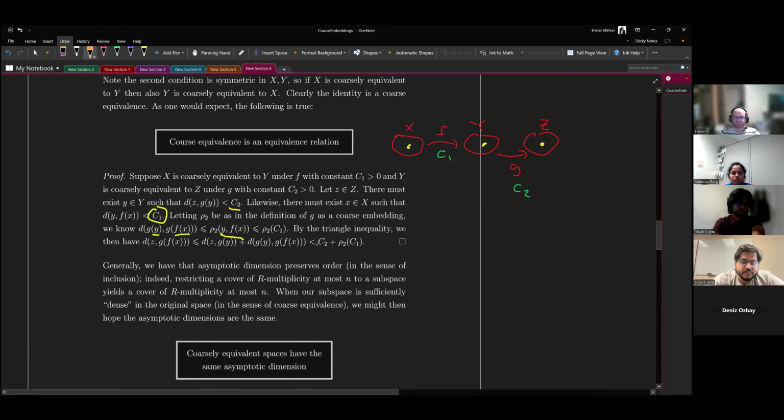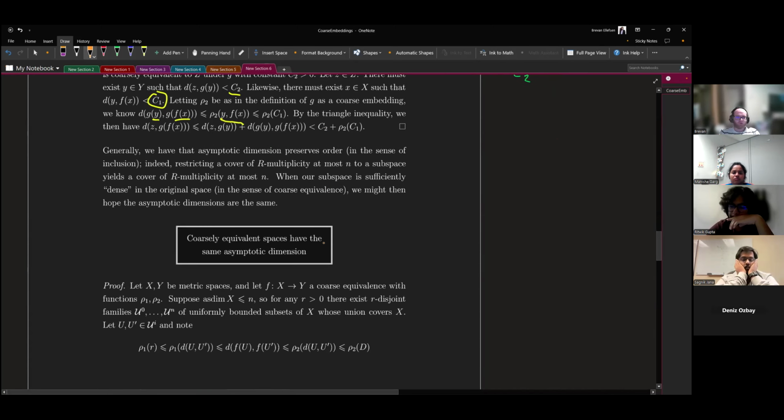In any case, we're done. Either via that argument or via the triangle inequality, we're done. So essentially, we just have to be a little bit careful in the details here, but we get transitivity. Now that we know it's an equivalence relation, so we can group stuff up to this notion of coarse equivalence, we want to see how this plays with asymptotic dimension.